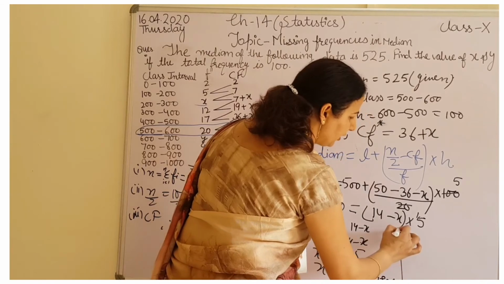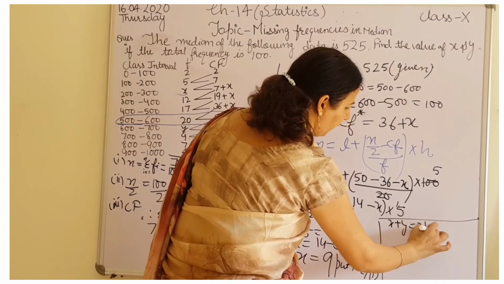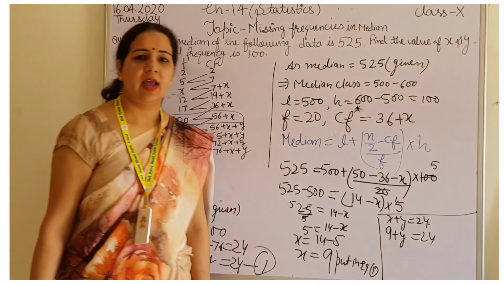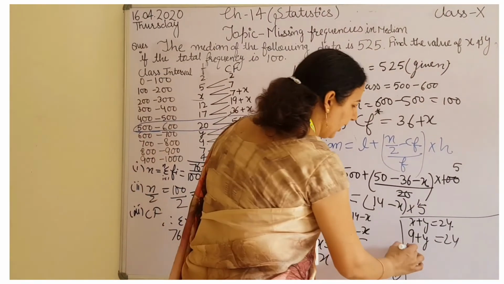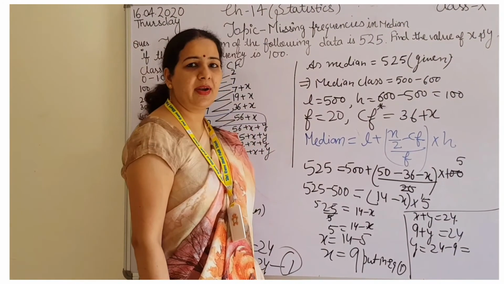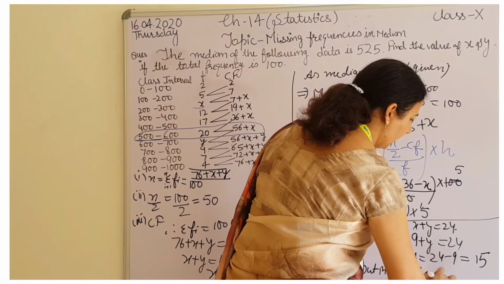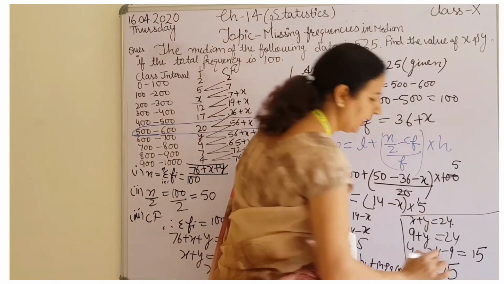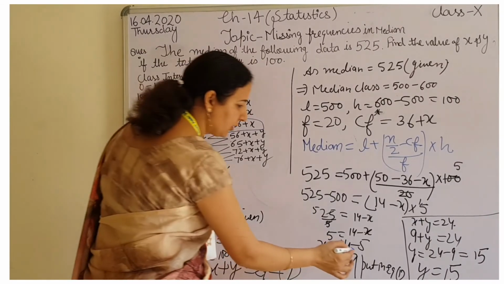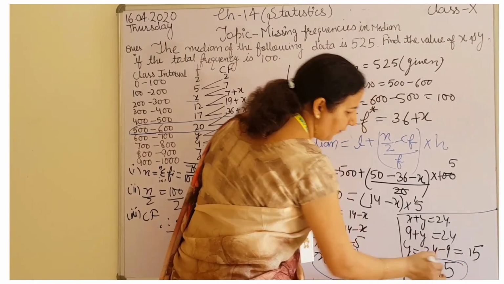When you put it in equation number 1, how will you solve? x plus y is equal to 24, x is equal to 9. So 9 plus y is 24. This 9 will be subtracted from there. So y is equal to 24 minus 9. When you subtract it, it will turn to 15. So our answer is 15. Clear, students? So we are having the values x is equal to 9 and y is equal to 15.